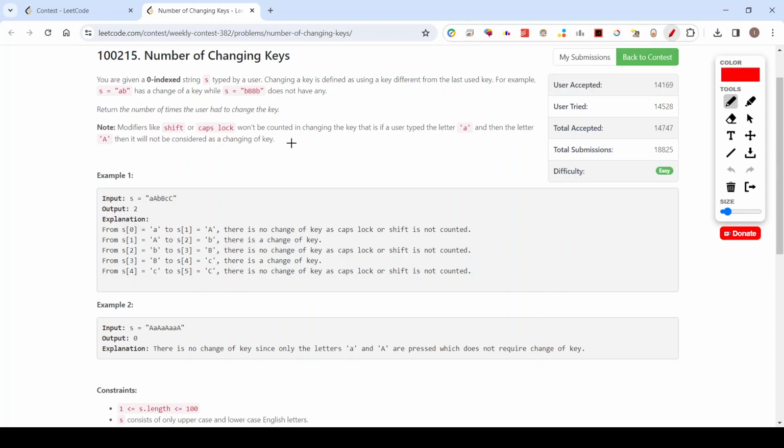In the question it is given that you would be given a string s which is typed by the user. Now changing a key is defined as using a key different from the last key used. For example, s equals to AB has a change of key, while s equals to B, capital B and small b does not have. So return the number of times the user had to change the key.